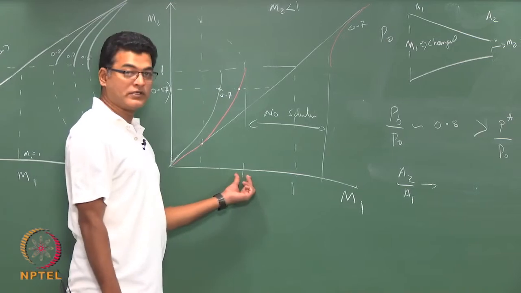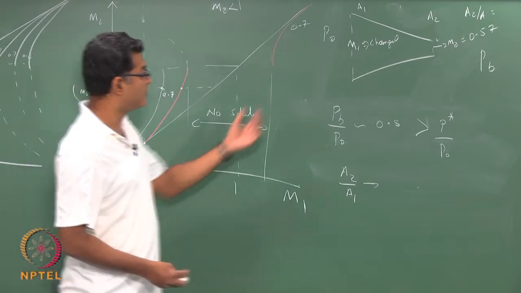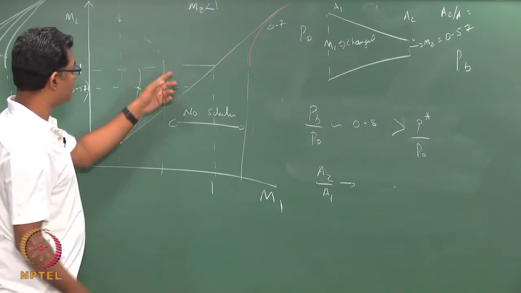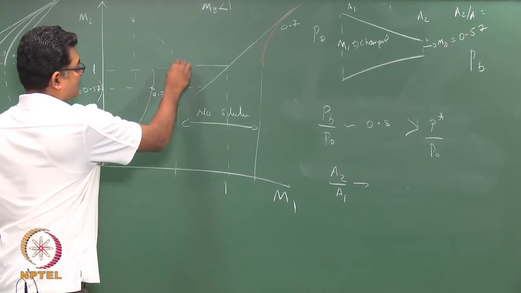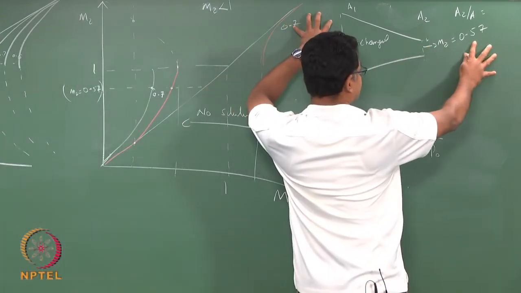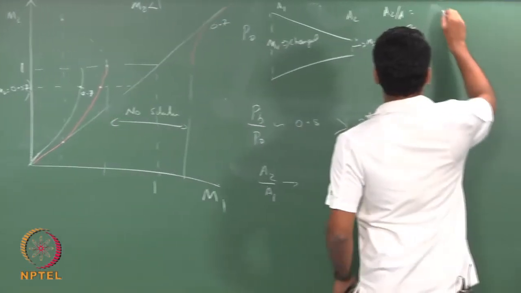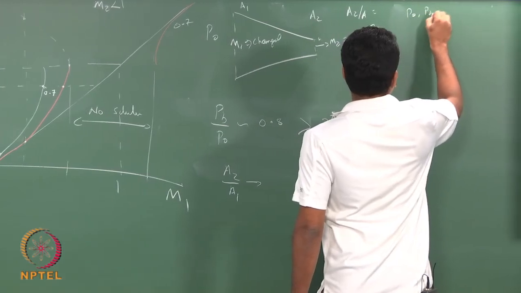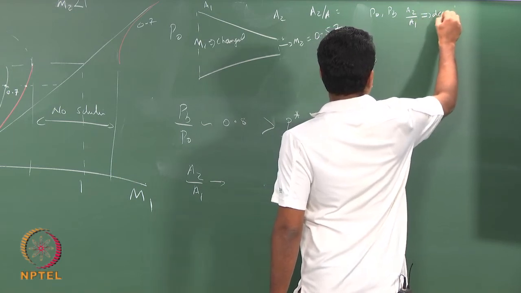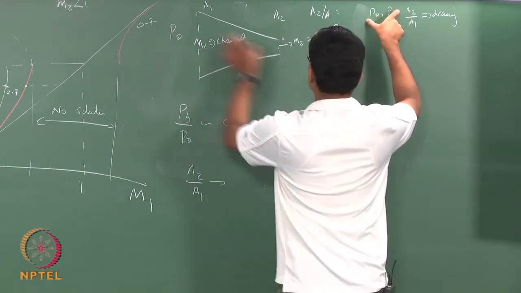Whereas, if I keep my M1 constant and I am not worried about how Pb and P0 change, and I keep decreasing my A2, I would reach a value here. So, I have the flexibility of changing these pressure ratios. So, the next example is P2, Pb, and I am progressively decreasing my A2. So, I have no control on P0 and Pb.